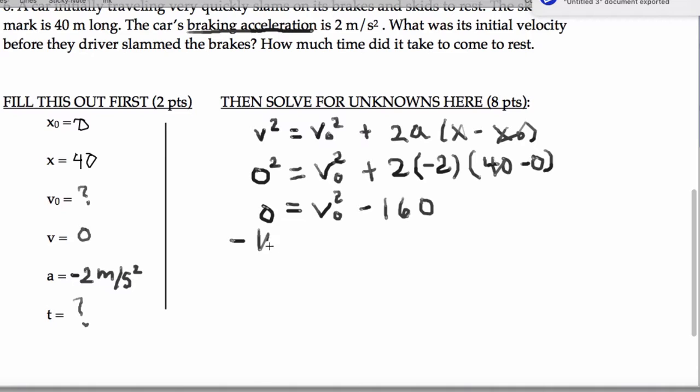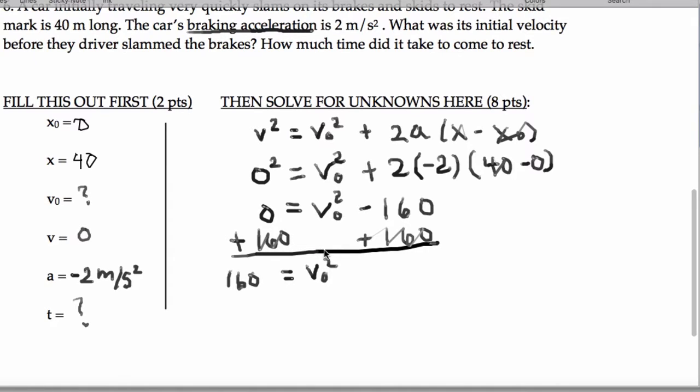We'll add 160 to each side. And that's going to give us 160 as v0 squared, the initial velocity squared. When we actually work that out, let's just go ahead and do that now. So the square root of 160 is 12.65. And that's meters per second.